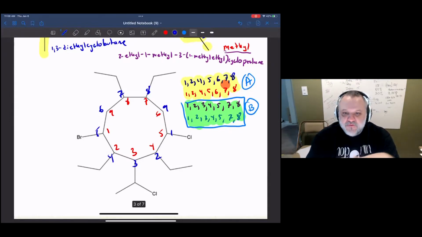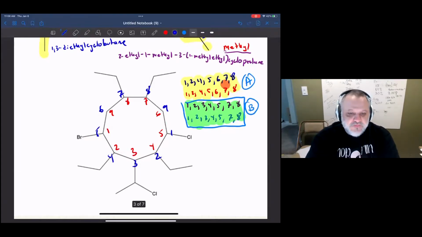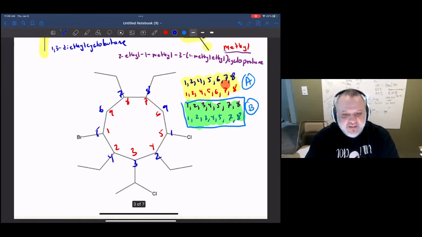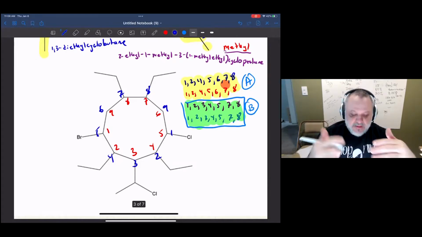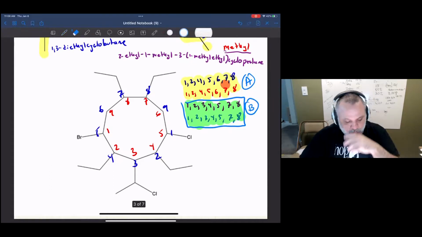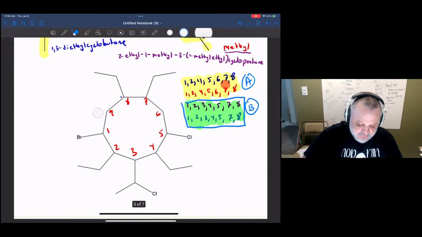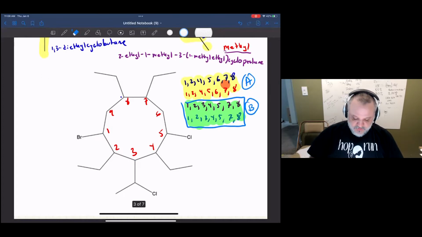Remember, both of the possible versions of B have the same sets of numbers for the different substituents. And so now we have to pick the substituent that comes first alphabetically. So is it bromo or chloro? Well, bromo comes first alphabetically. So what that means is that the actual way to number the ring is the red set. And now we've numbered the ring. Now we have to name everything. Here's the hard part, right? We're going to name everything.